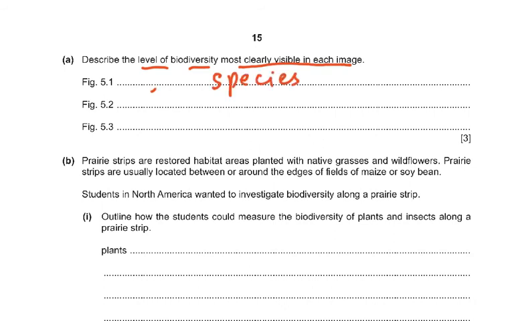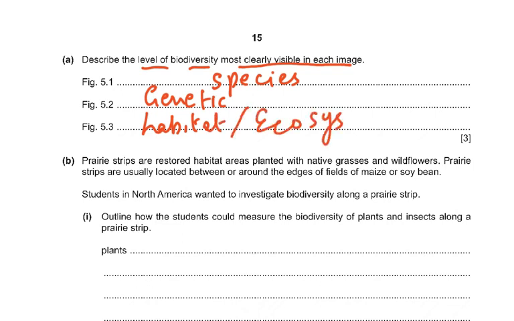And in figure 5.2, you see genetic. And then in figure 5.3, you see habitat or ecosystem. You see water and all that. So, levels of biodiversity most clearly visible in each image. That was a little difficult, I feel, because you could see if you look at the diagram, why is it?